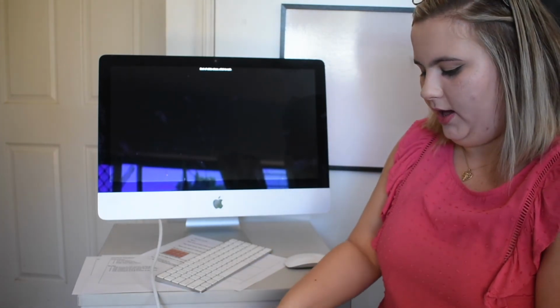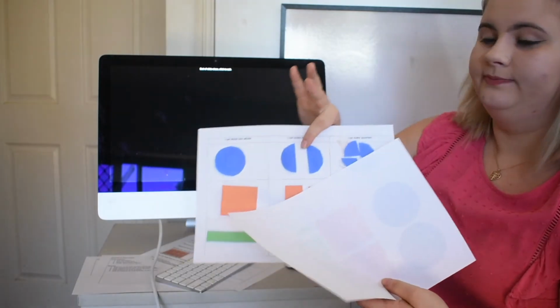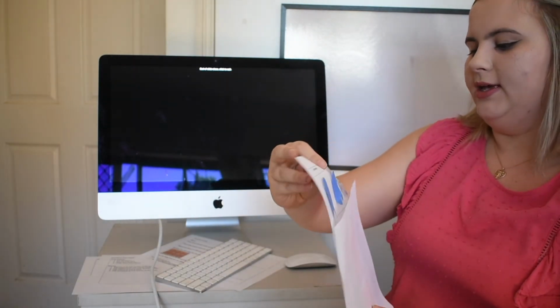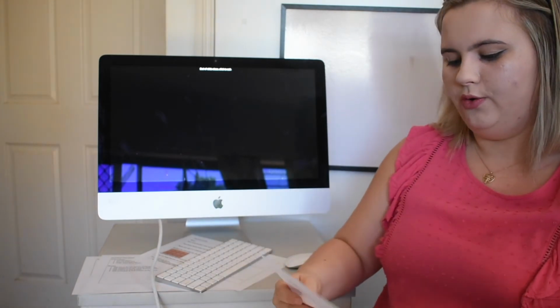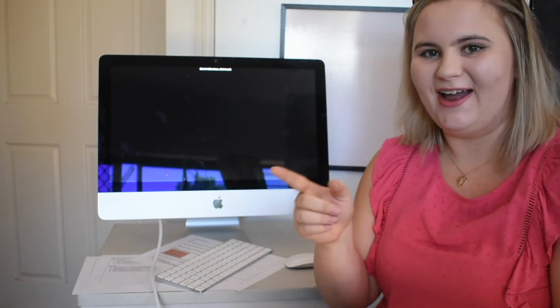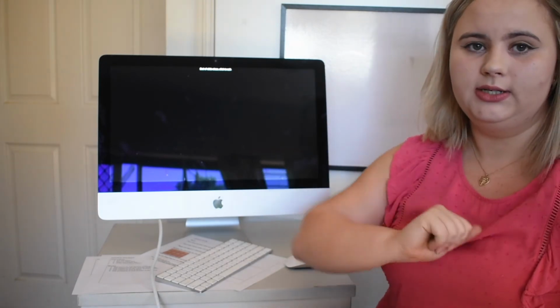Good, so your halves should look like this. 1, 2 equal pieces. Now our last one says I can make quarters. So we've done our whole, we've done our half, now we have to make quarters. So how many pieces are in quarters? Yeah, that's right, there's 4 pieces in quarters. So cut your circle into quarters, stick it down, and hands on heads and you're ready to move on.